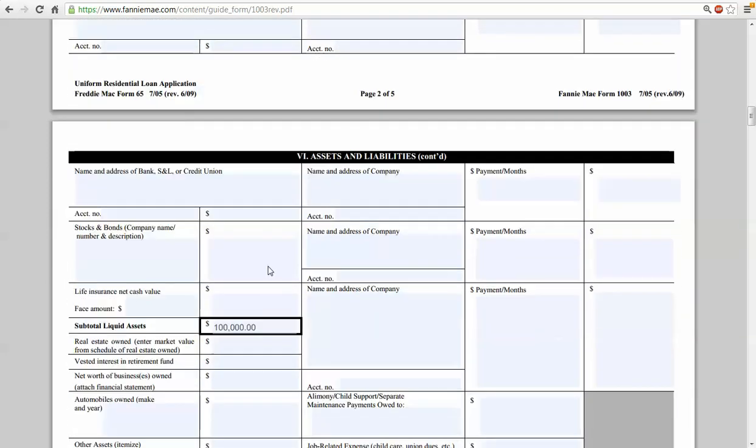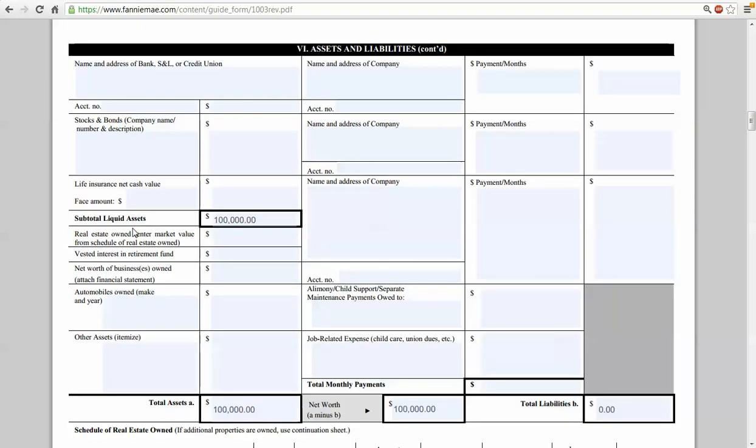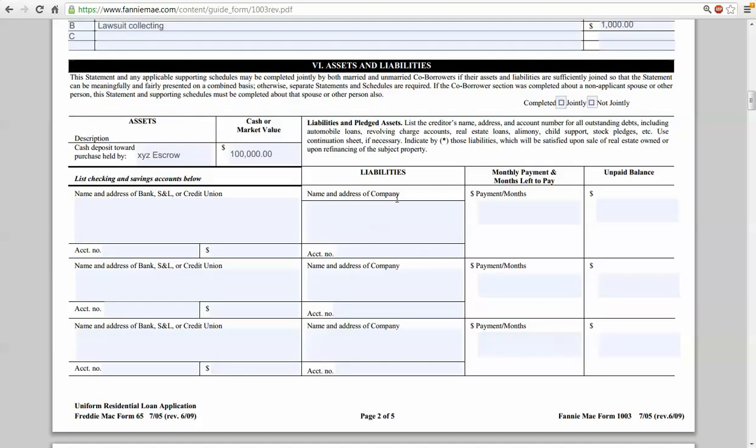And it continues all the way down here. So you can put your stocks, bonds, life insurance, real estate if you own other real estate properties, retirement funds, etc. They're just looking to get your total net worth here. So put all your assets on the left-hand side. I'll just scroll back up for a second.